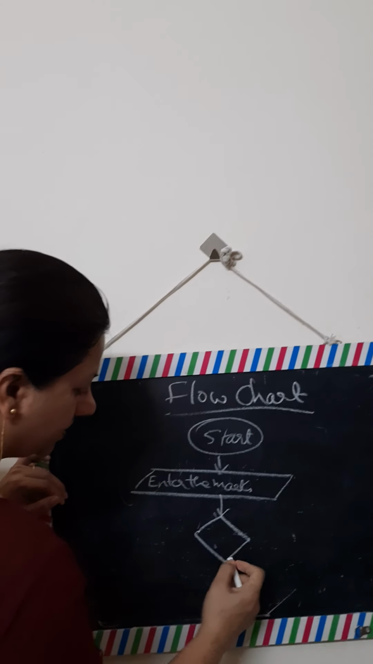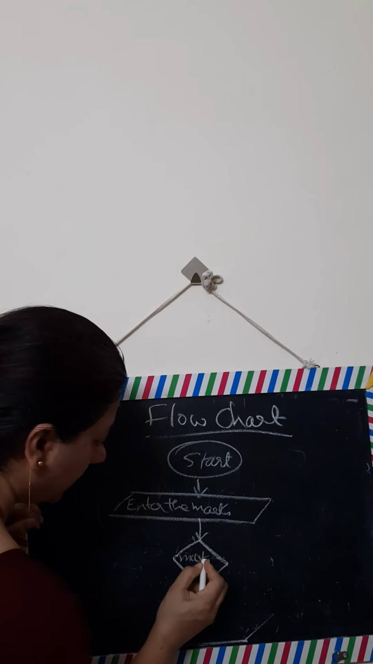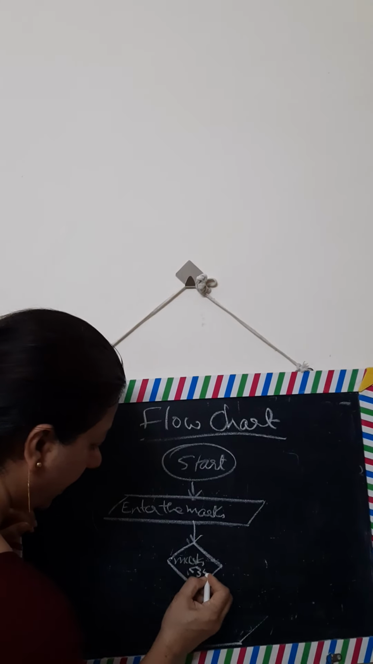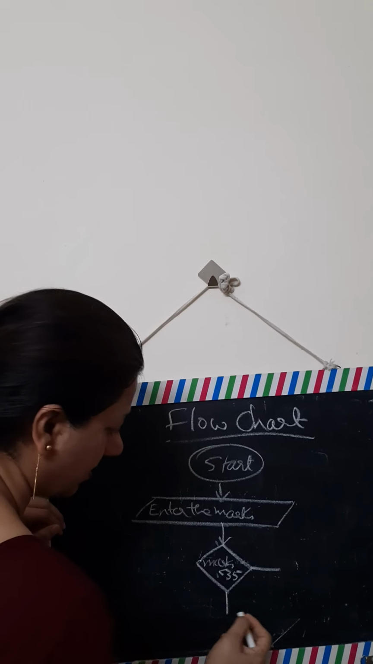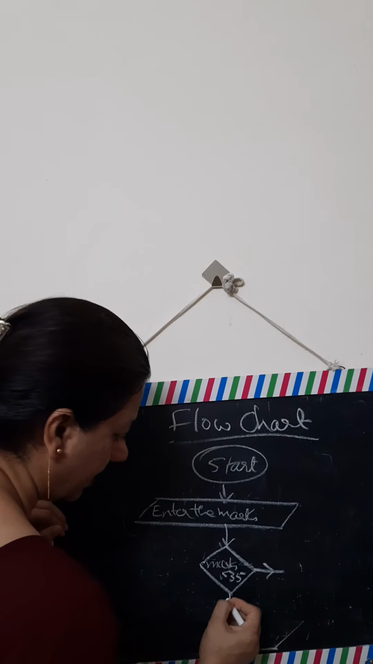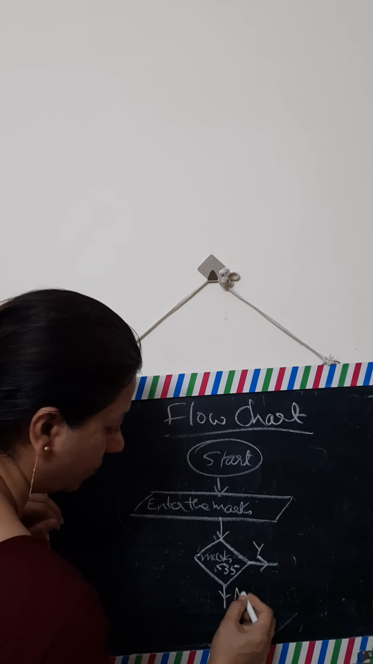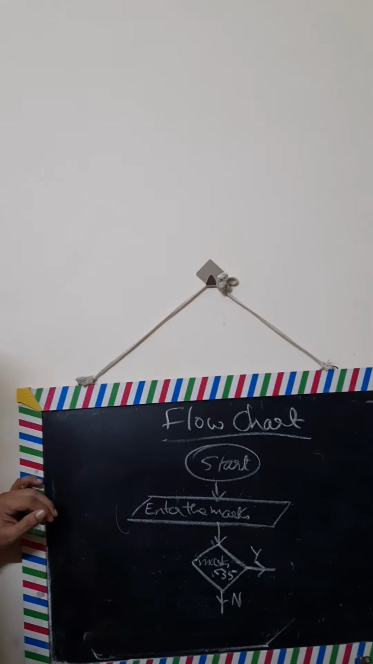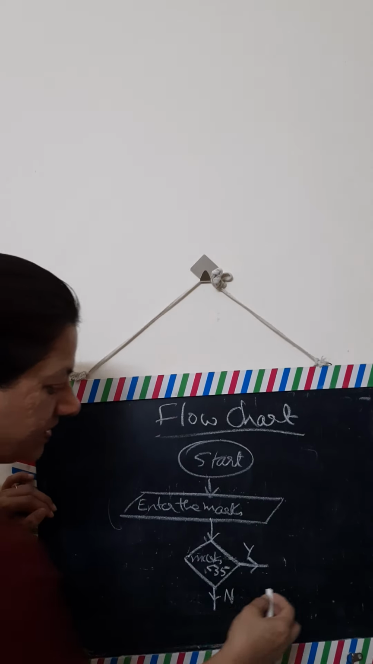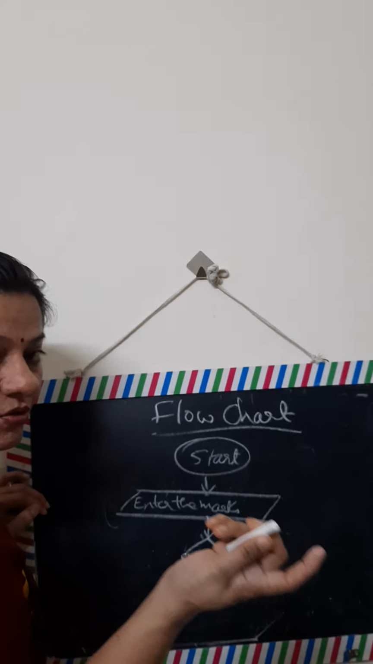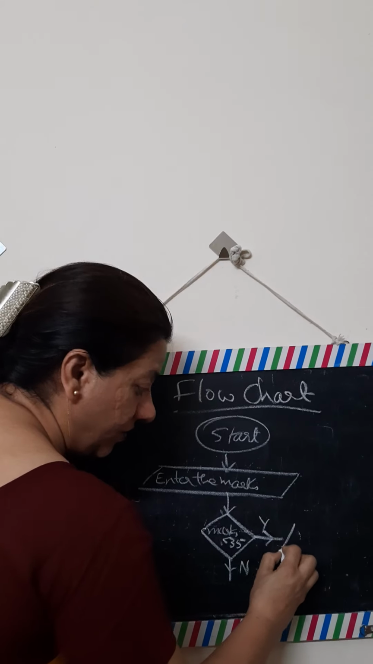Remember rhombus? So I'll be saying marks less than 35? If it is, what do you have to do, and if it is not, what do you have to do? So you put a direction like this. Say if it is yes, what you have to do. If it is no, what you have to do. Okay. Now when you're saying yes, marks is less than 35, what is your answer? You all know. Marks is less than 35, so it's a failure. And you need to print it to the user back.